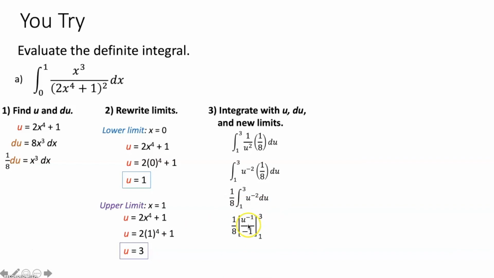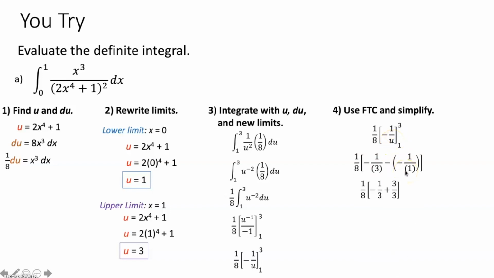Now, if I were to simplify this, I end up getting negative 1 over u, and I can evaluate this using the fundamental theorem of calculus. Then just multiply that 1/8 on at the end. So the fundamental theorem of calculus says I take my upper limit of integration, 3, plug it in for u. Then subtract when I take my lower limit of integration, 1, and plug it in for u. Then I just simplify, multiply the 1/8 on at the end, and I end up getting 2 over 24, which simplifies to 1 over 12.